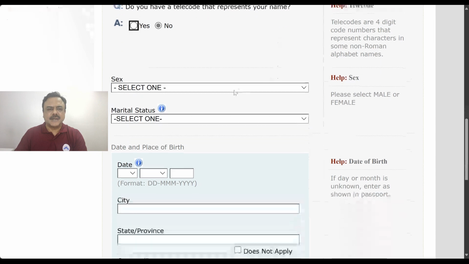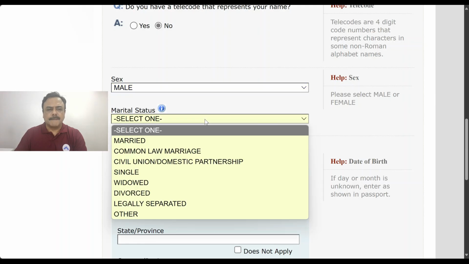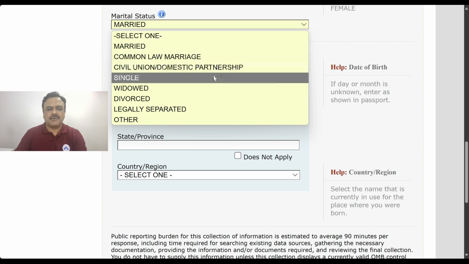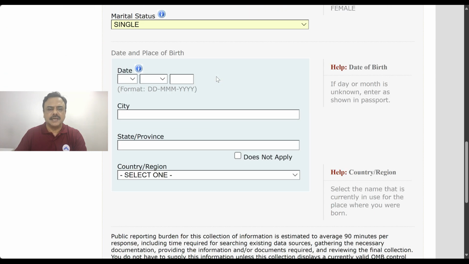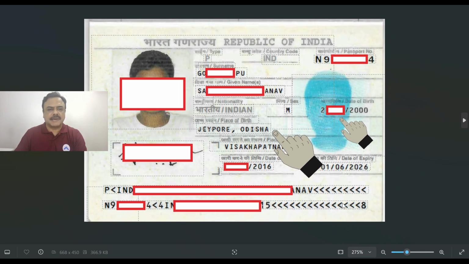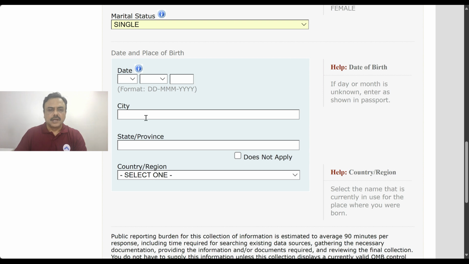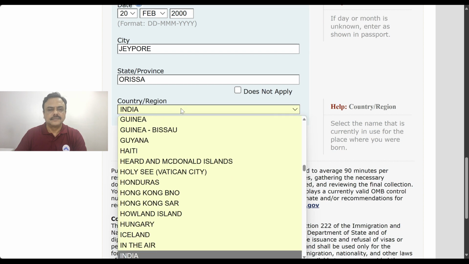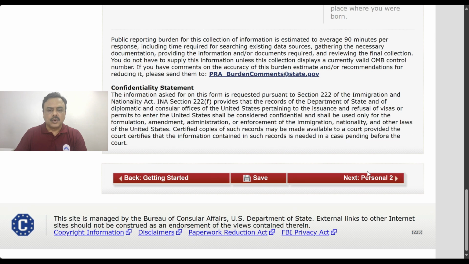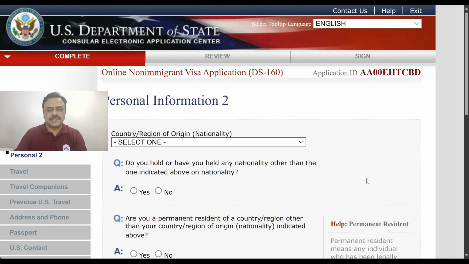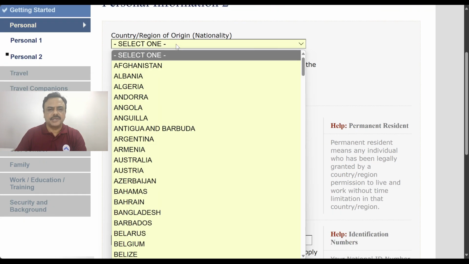You will be selecting your gender, you will be selecting your marital status. Go ahead, mark it if you are married, otherwise you will be selecting single. Details of your place of birth and date of birth again should be taken as per the passport. All these details have to be exactly the way they are in the passport. Go ahead, go to the next page, which again pertains to your personal information.